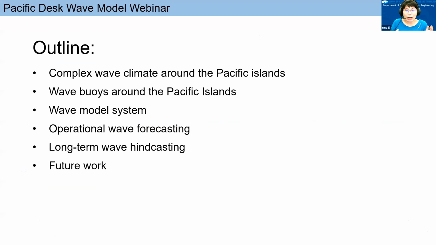Okay, so I will start with the very complex wave climate around the Pacific Islands, and then the buoys which measure the wave conditions, and then the wave model system and its application for forecasting and hindcasting. At the end, I will talk about our future work.